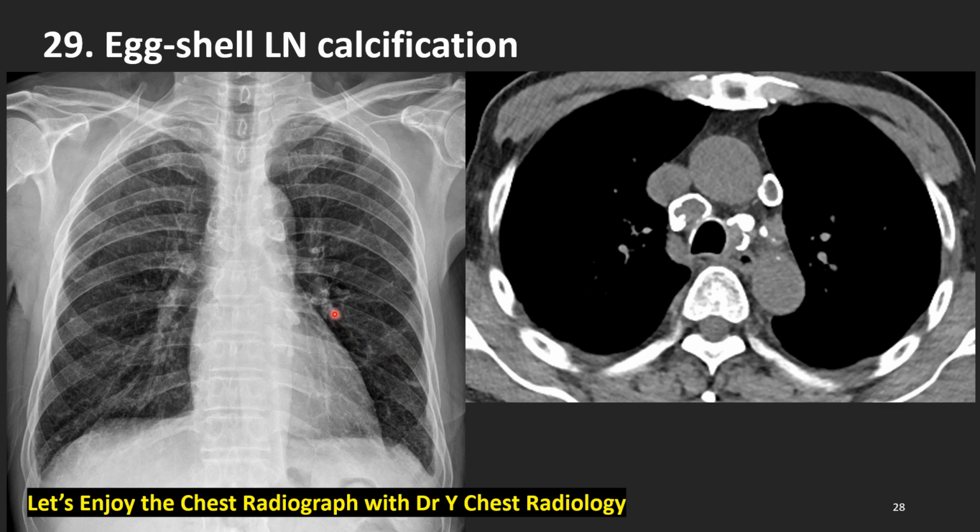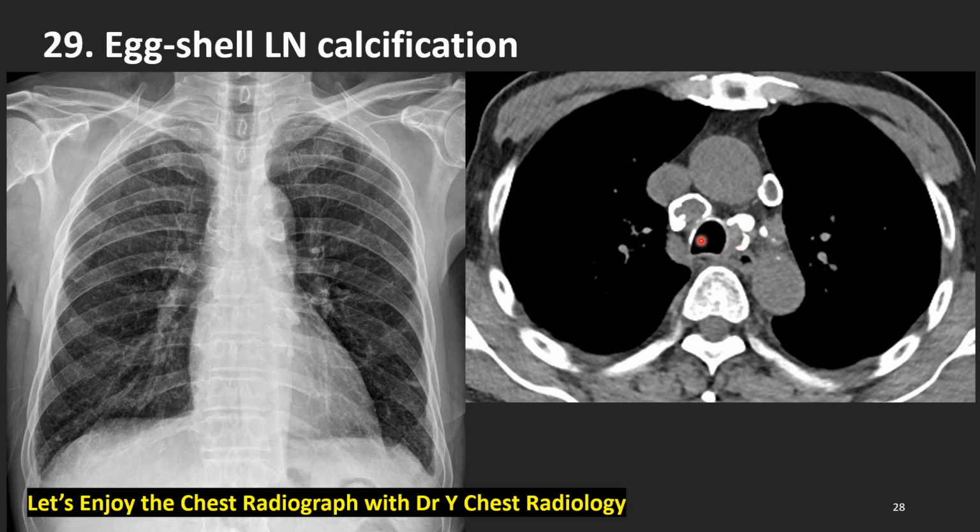What do we see here? Calcified rim, calcified rim, calcified rim. All lymph nodes are calcified with rim calcification. In this axial non-contrast CT, we see these egg-shell-shaped lymph node calcifications. It also suggests stable tuberculosis.